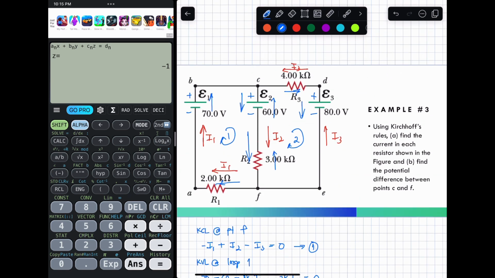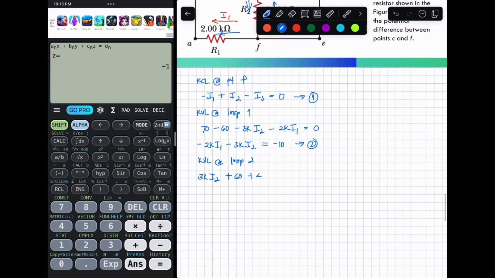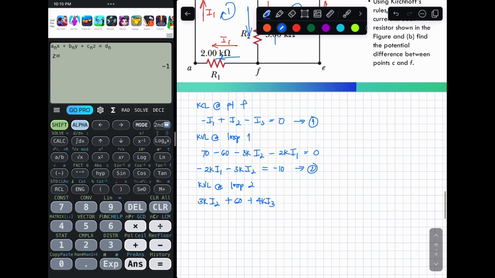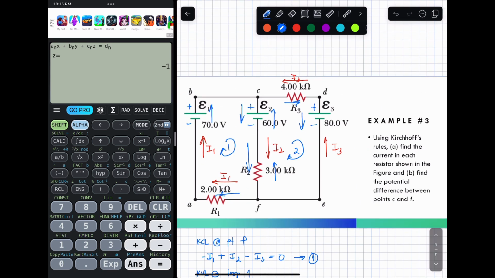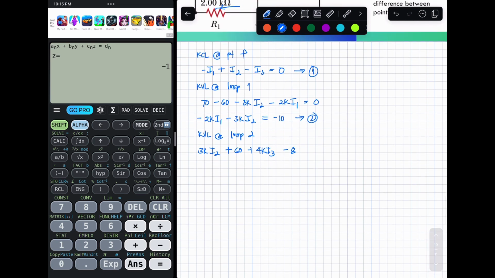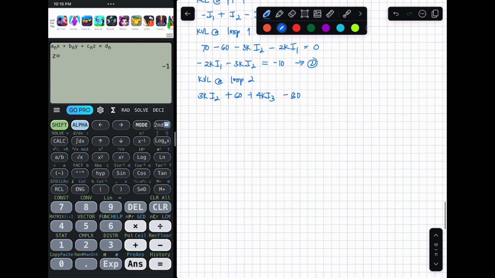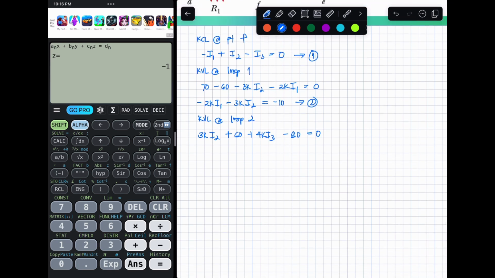And then R3, the loop is opposite the direction of I3, so that makes it positive 4K I3. Next, we have the 80 volts. It enters at the positive terminal and leaves at the negative terminal, so that makes it negative 80. We have 1, 2, 3, 4. So that will be equal to 0.